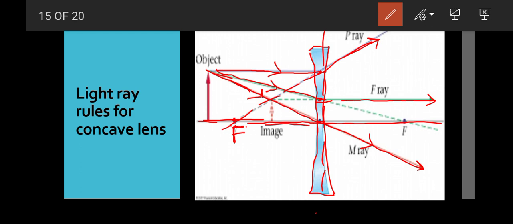it becomes parallel to the principal axis. So the third light ray is like this. We have to extend it backward so that it meets the first two light rays, and it will show the formation of the image. Now how is it passing from the principal focus?